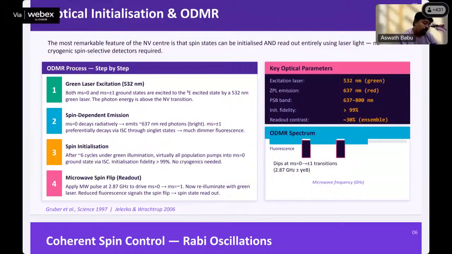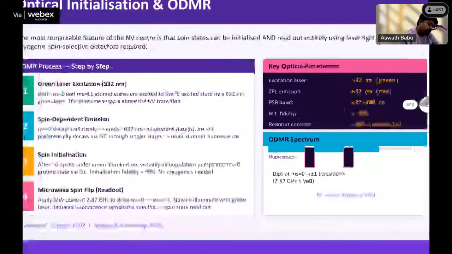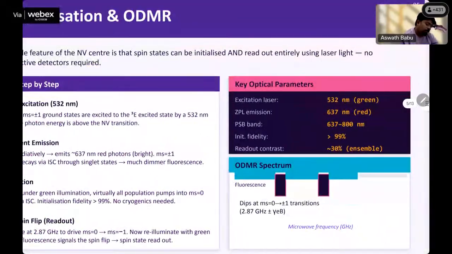Optically, you can measure by what? You can incident 532 nanometer light, and you will be looking for the emission at 637 nanometer, red color. So the moment you see such a change, what do you call it? Optically detected magnetic resonance, the ODMR spectrum. Depending on the ODMR spectrum, you can calculate what the magnetic field was that created that particular hyperfine splitting.